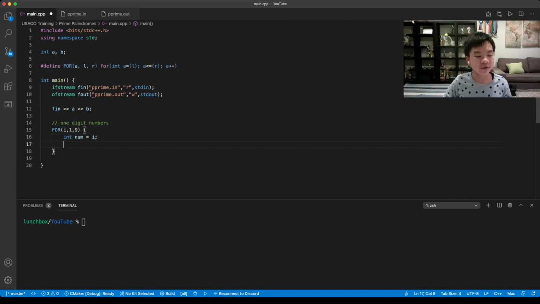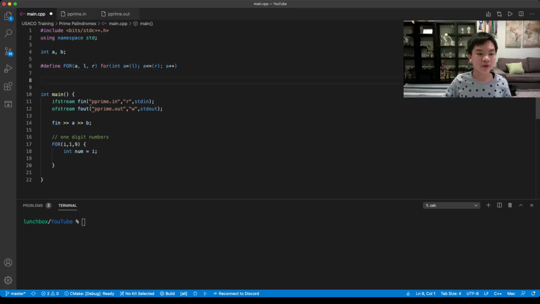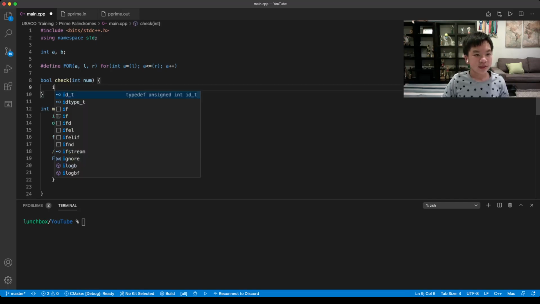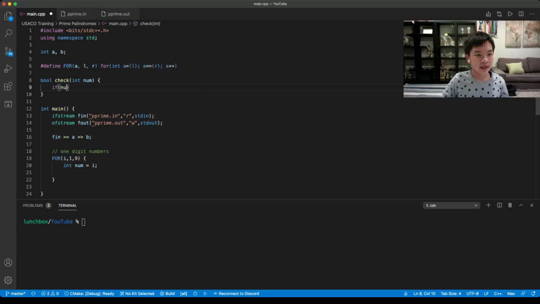Okay, so we need to make a check function to make sure this is both a prime and also in the range of A to B. So let's call this check. We're given a number. First, it has to be in between A and B. Basically, if the number is less than A or the number is larger than B, then you can return false.